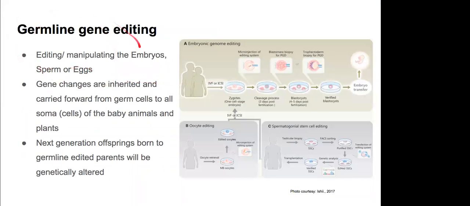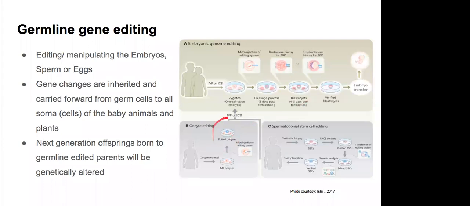So, moving on to specifically germline gene editing. I was saying that you edit or manipulate the embryos, just like in vitro fertilization, you collect the eggs and the sperm, you mix them in a dish to fertilize the egg, and then you micro-inject your DNA editing system by pinching through these eggs. And then once this gene editing system is introduced into the egg, these eggs are cultured, and then you need to check whether the gene editing has happened in these cells, and then use these at the blastocyst stage to transfer it into the embryo. So this is embryonic gene editing.